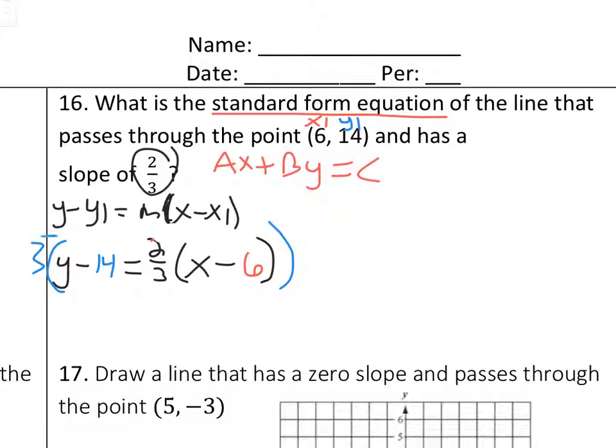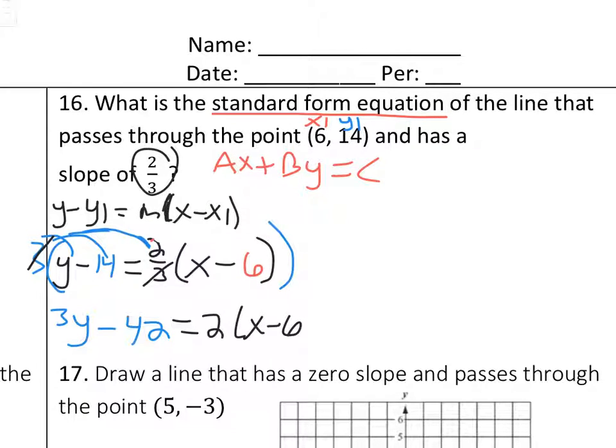So the 3 needs to distribute to the y, the negative 14, and the 2/3. It doesn't need to distribute inside the parentheses because you're already doing it to the 2/3. So 3 times y gives you 3y, and then minus 3 times 14, which is 42. Is equal to, and when you multiply by 3 and you're dividing by 3, those 3's cancel out, hence we just got rid of the fraction. So now you're left with 2 times x minus 6.